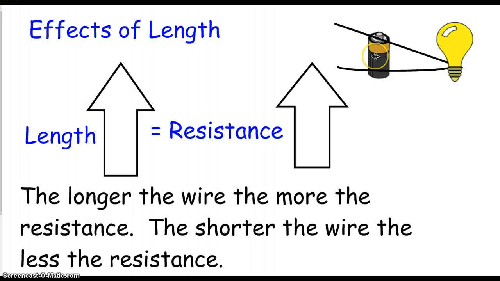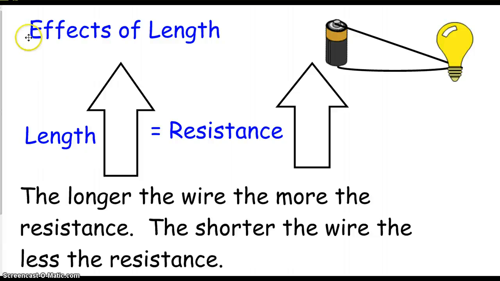And if we move the light bulb back, it'll get a little dimmer. Now, this is a very tricky thing because it depends on what these wires are made of, how thick they are, but the length of wire does affect resistance, and you have seen that in class. The longer the wire, the more the resistance, and vice versa. The shorter the wire, the less the resistance.